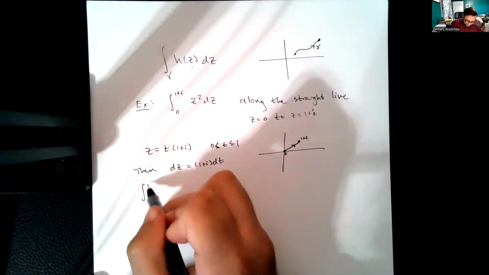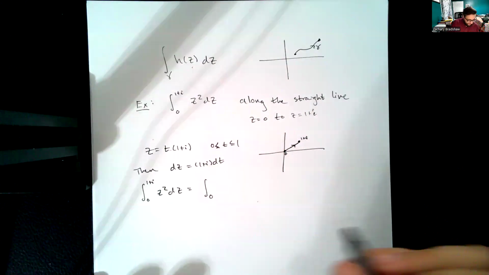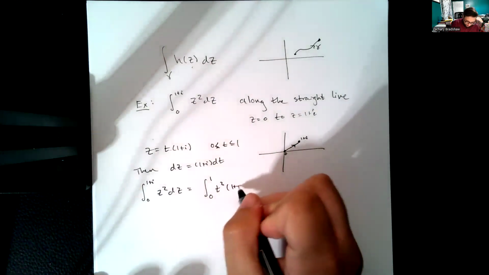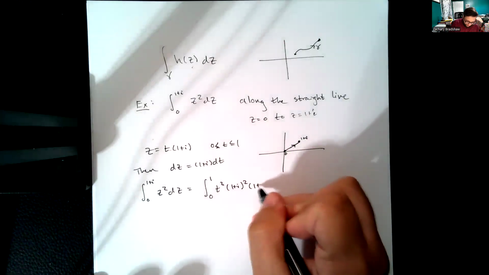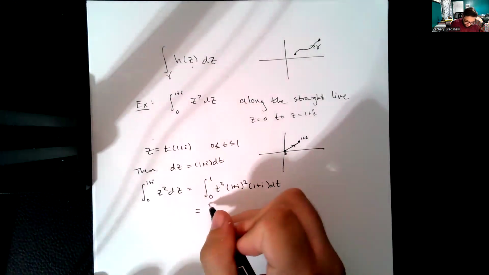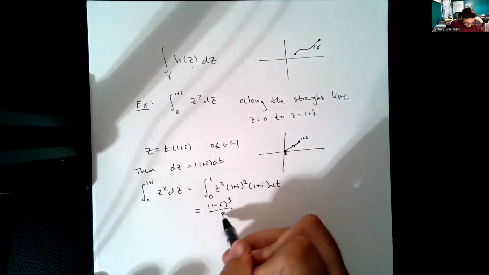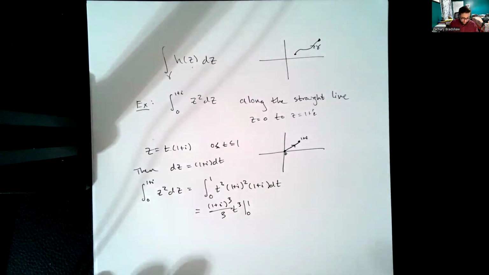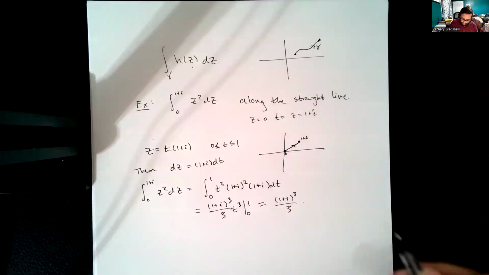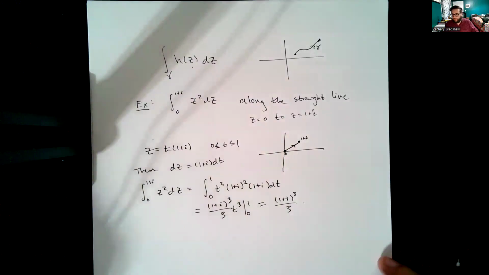And so we have that the integral is the integral from 0 to 1 of t squared times (1 plus i) squared times another (1 plus i) dt. This is now just your usual real integral, which we can certainly take care of, and it comes out to (1 plus i) cubed over 3. So exactly like the real case, just parameterize your curve and then do the integral.